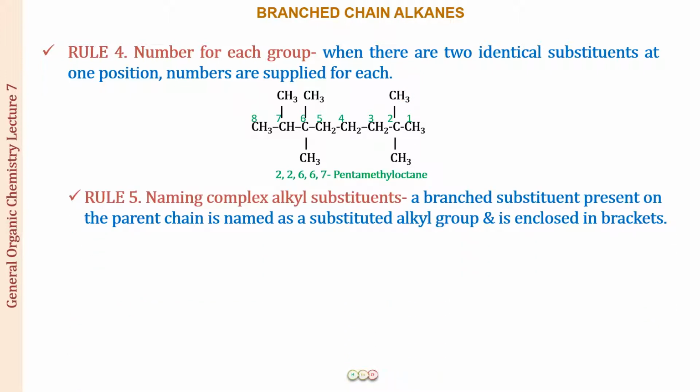Now the next rule is for naming the complex alkyl substituents. What do I mean over here? Let us understand, and this is an important one also because you've not seen it in the previous examples. So this is the molecule that we have, and let us start from the beginning. We will first choose the parent chain, and for that we have to see the longest carbon chain. You are seeing that the numbers have already been given, but you will not be given that in the examination. You will have to do that yourself.